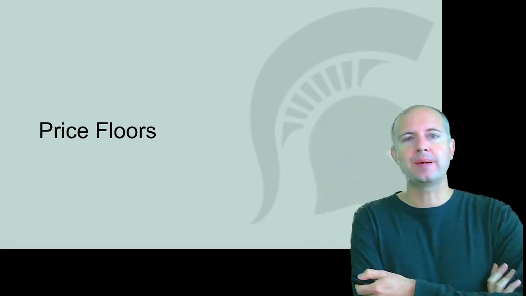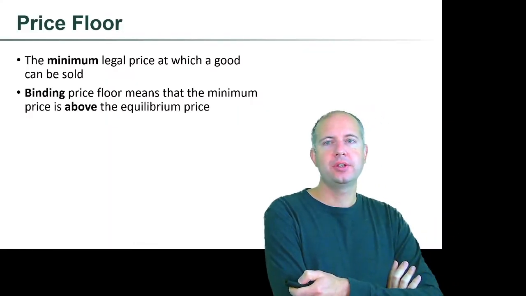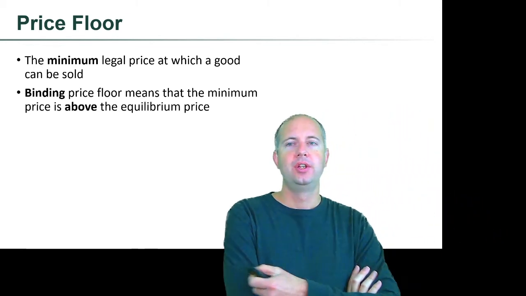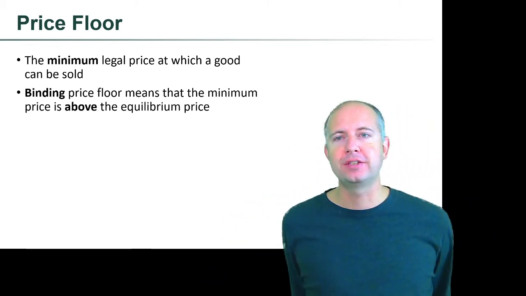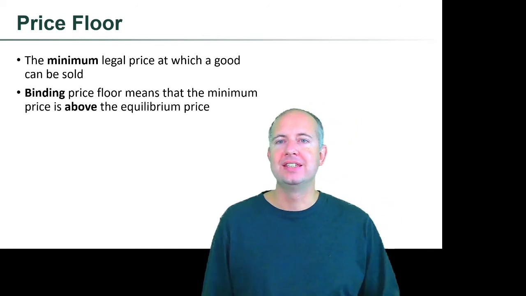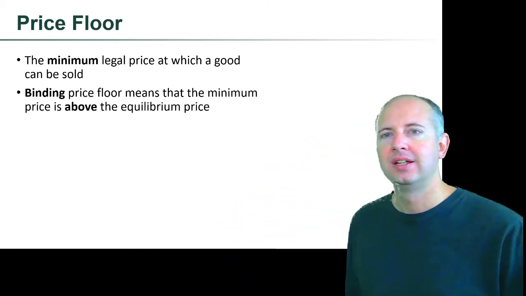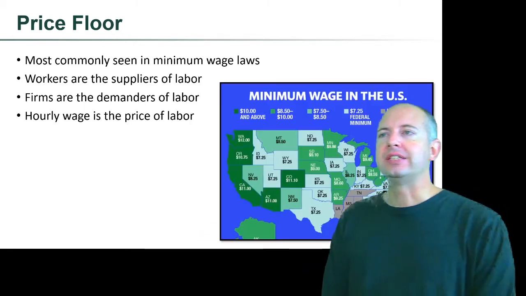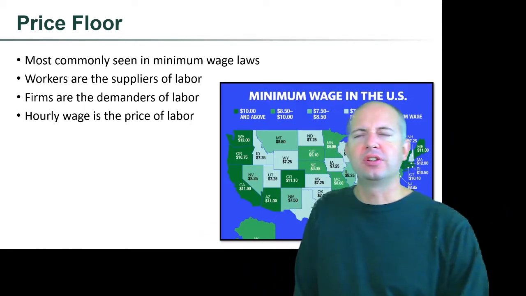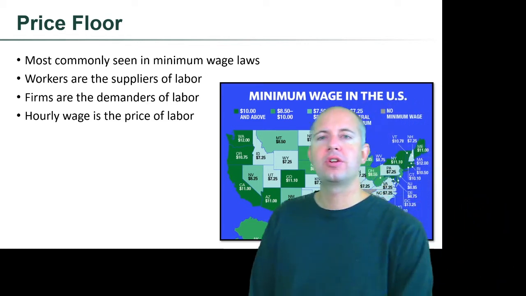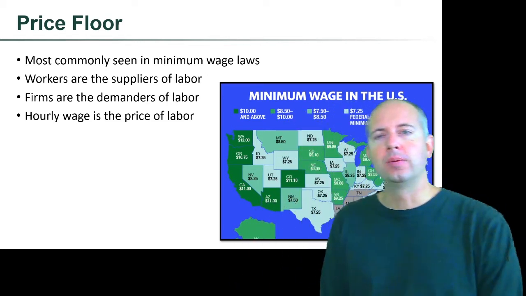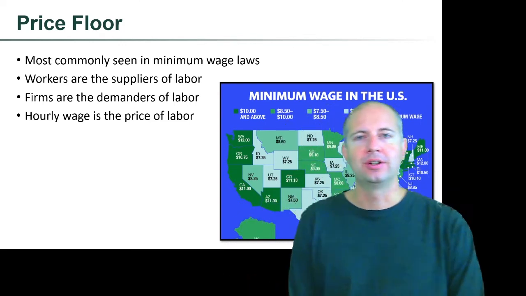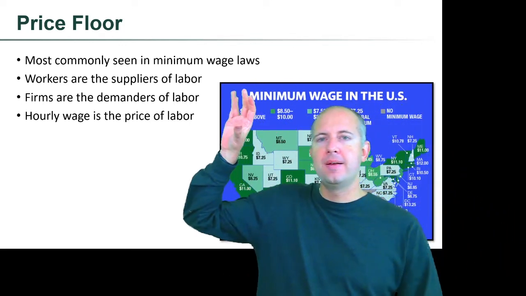Now we are going to talk about price floors. A price floor is the minimum legal price at which a good can be sold. A binding price floor means the minimum price is above the equilibrium price. The most common price floor we see is minimum wage laws. Workers are the suppliers of labor, firms are the demanders of labor. The hourly wage is the price of labor. So we'll think about it from a minimum wage perspective.